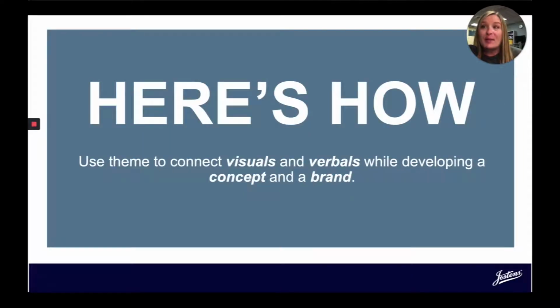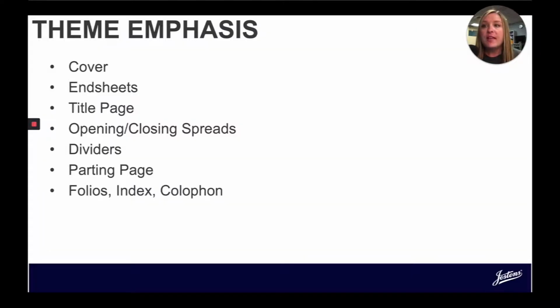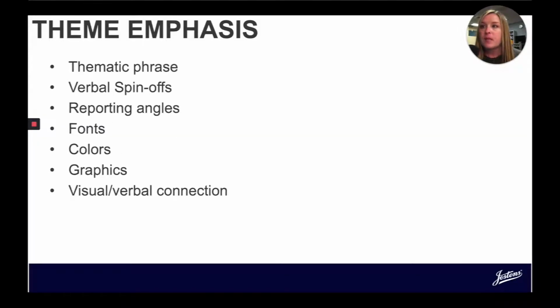So here's how we do it. Your theme elements, such as fonts, colors, designs, and words, should be clearly seen on the cover and end sheets, as well as throughout the book in dividers and other places. This keeps the theme's story moving, but also provides continuity. On those pages, we can emphasize theme by paying special attention to visuals and verbals, such as spin-offs of our verbal theme, and visuals that connect to the overall story of the book.